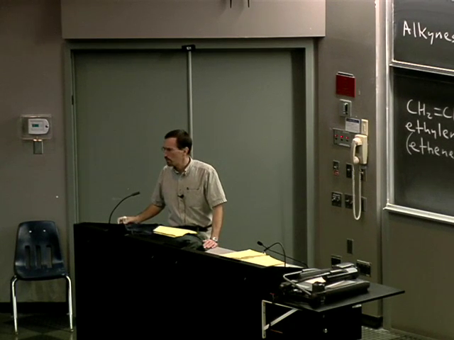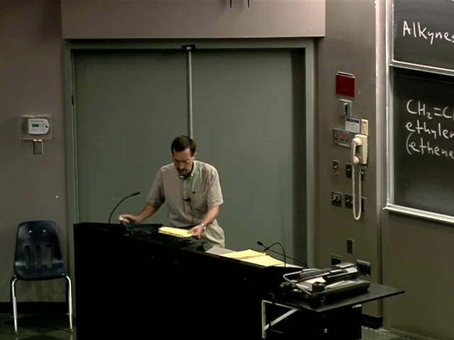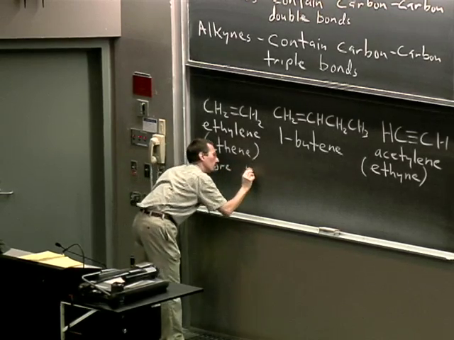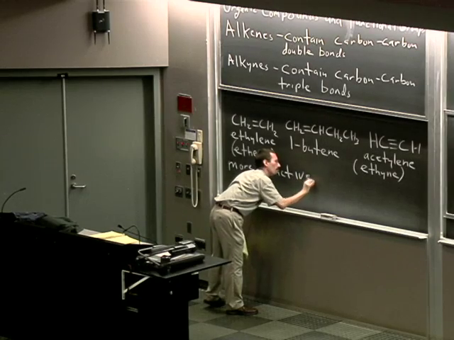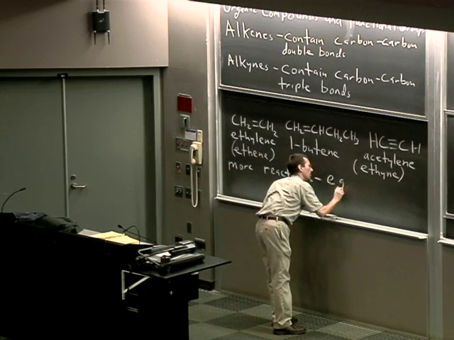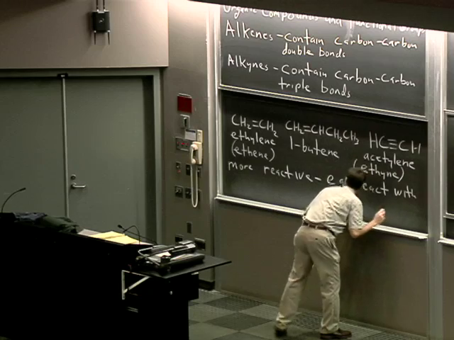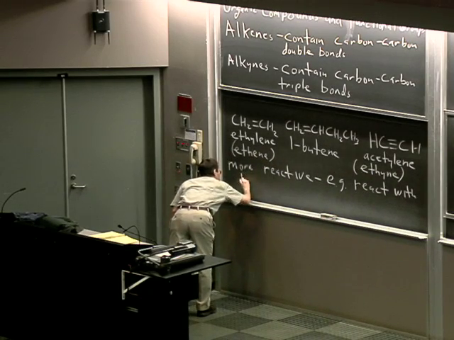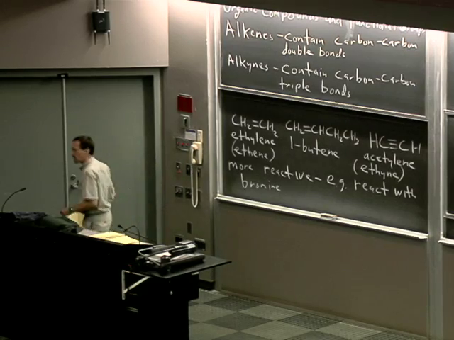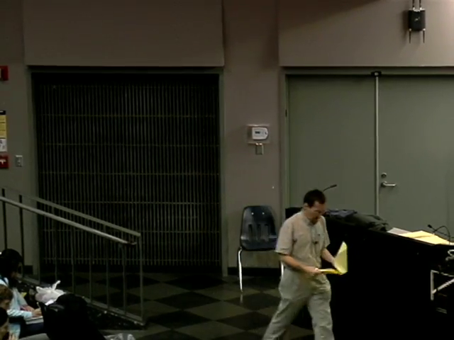Well, alkanes are pretty inert. They don't react with much of anything. On the other hand, alkenes and alkynes are more reactive. For example, they react with bromine. You're going to learn more about the reactivity of these compounds as you go into the chapters that deal with them, but I'll just show you an example of one reaction right now.